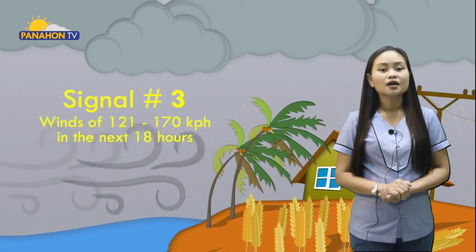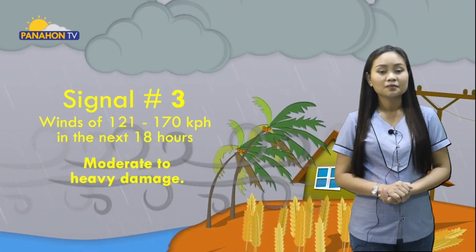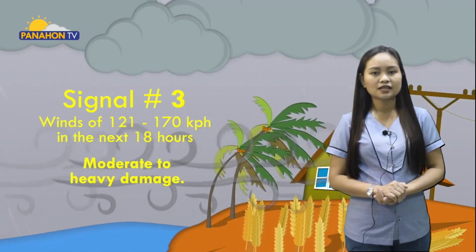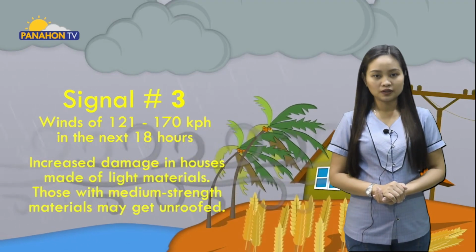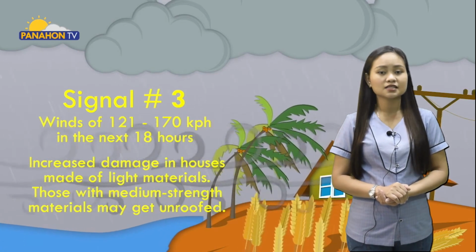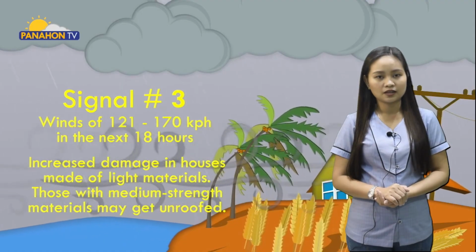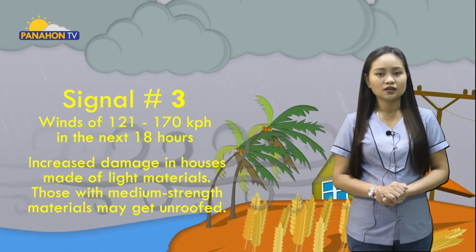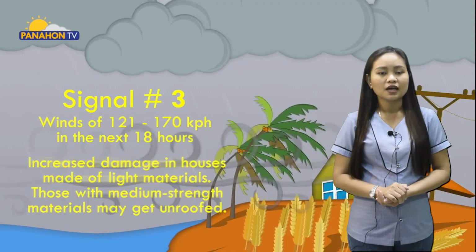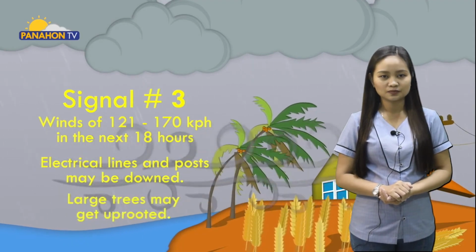Public storm warning signal number 3. Winds moving at a speed of 121 to 170 kilometers per hour may be expected in at least 18 hours. Moderate to heavy damage may happen. The disturbance is dangerous to the communities threatened and affected. Classes in all levels should be suspended and children should stay in the safety of strong structures.